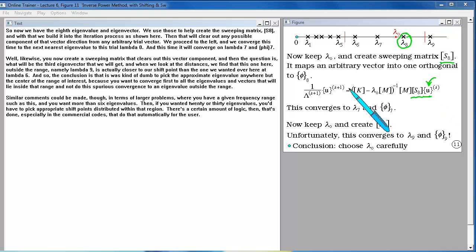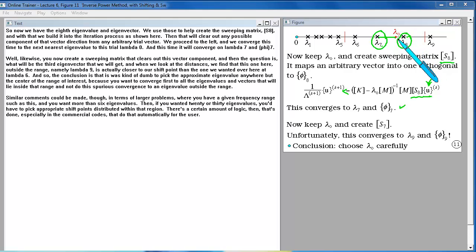We proceed to the left and we converge this time to the next nearest eigenvalue to this trial, lambda 0. And this time we'll converge on lambda 7 and phi 7. Well, likewise, you now create a sweeping matrix that clears out this vector component. And then the question is, what will be the 3rd eigenvector that we will get?